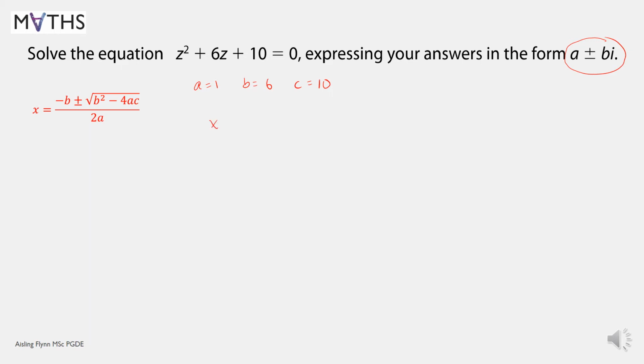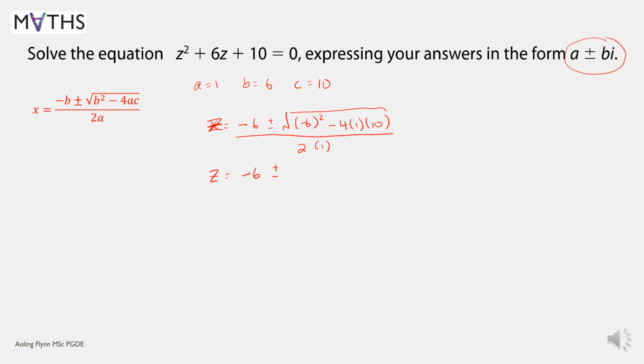So we'll get x is equal to, or in this case we're doing z, so I should change that to z. That's my variable. z is equal to minus 6 plus or minus the square root of minus 6 squared minus 4 times 1 times 10. That's 4ac. And that is all to be divided by 2a, 2 times 1. Now you can't do this on your calculator because it will return an error, because the calculator will not give you the square root of a negative. So we'll go through this bit by bit.